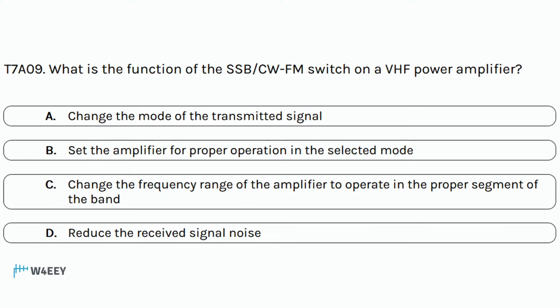And what is the function of the single sideband CW-FM switch on a VHF power brick, power amplifier? Not Charlie. Bravo. It is Bravo. You're setting the amplifier for either linear or non-linear amplification. You're setting it for the proper operation in the selected mode. Single sideband requires linear. A CW-FM can use non-linear.